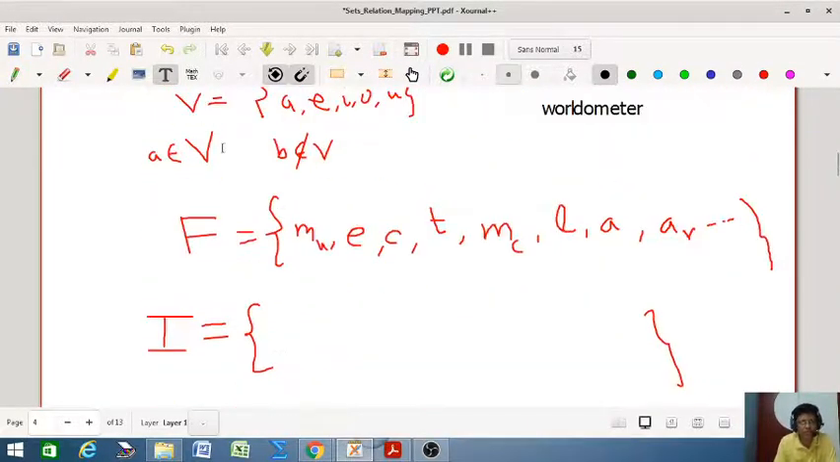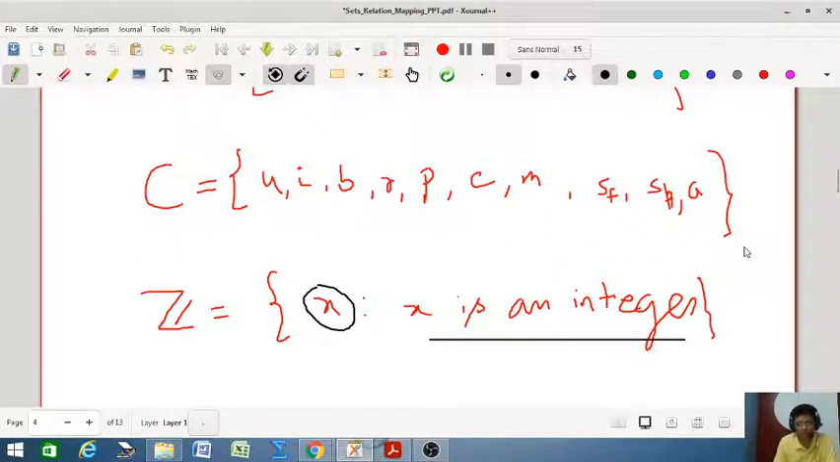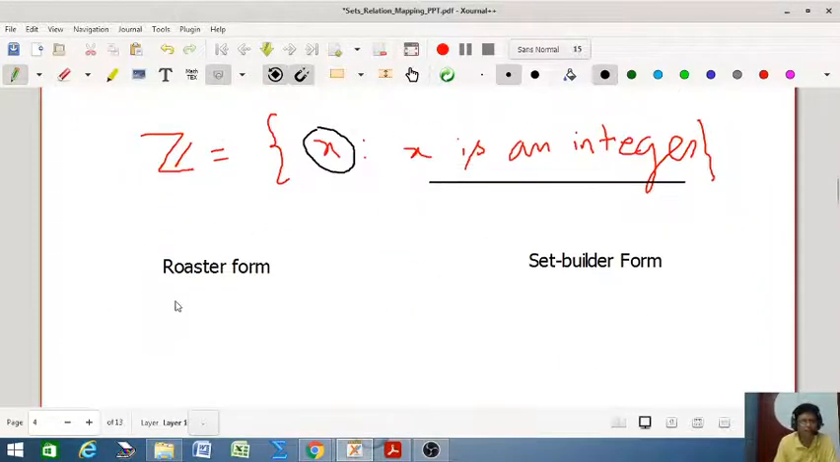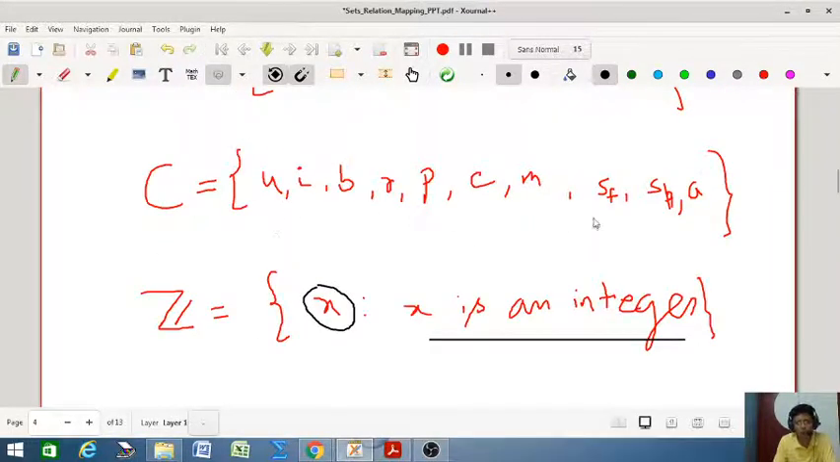In the previous cases, the vowels, football clubs, IPL tournament, and the COVID-19 ranking countries are all examples of roster form. Have you understood? In the next case, Z, the set of x such that x is an integer, is set builder form. In this notation there is no need to write all the elements. It may be infinite, and you cannot write all the elements inside the brackets. So we can use some properties. It is a more compact representation of the set. Have you understood, Ismail? Yes, I've understood.